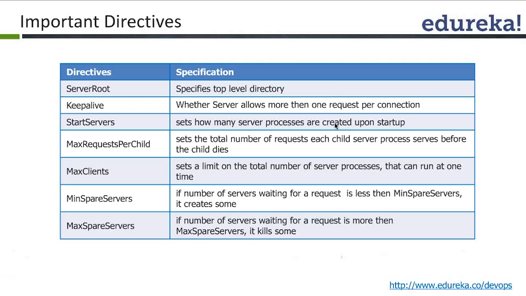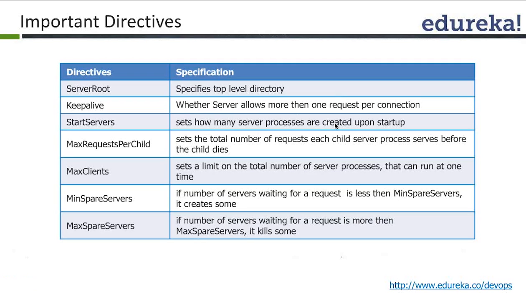So when Apache starts, there is a server which starts up. This server handles each of your client requests. But if there is only one server, then only one guy can actually connect to it. So what it does is it starts child processes. MaxRequests is the total number of requests each child server process serves before the child dies. So that's your child process.